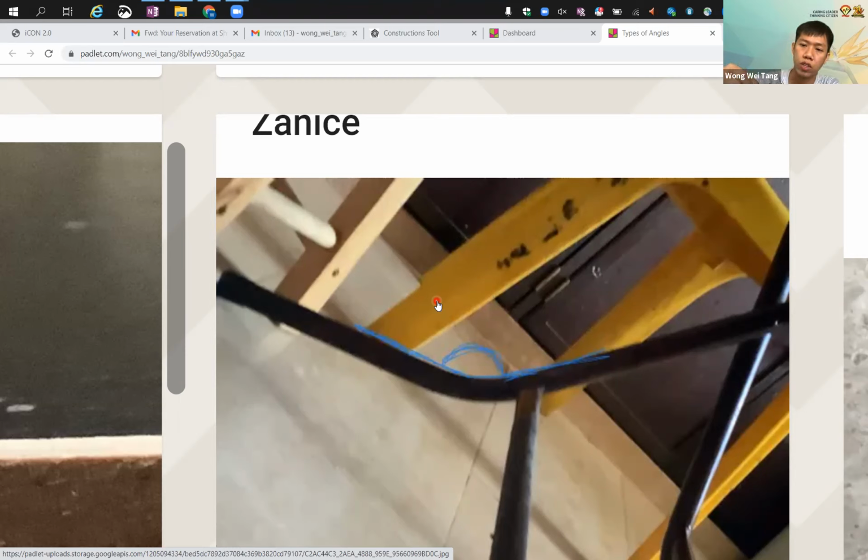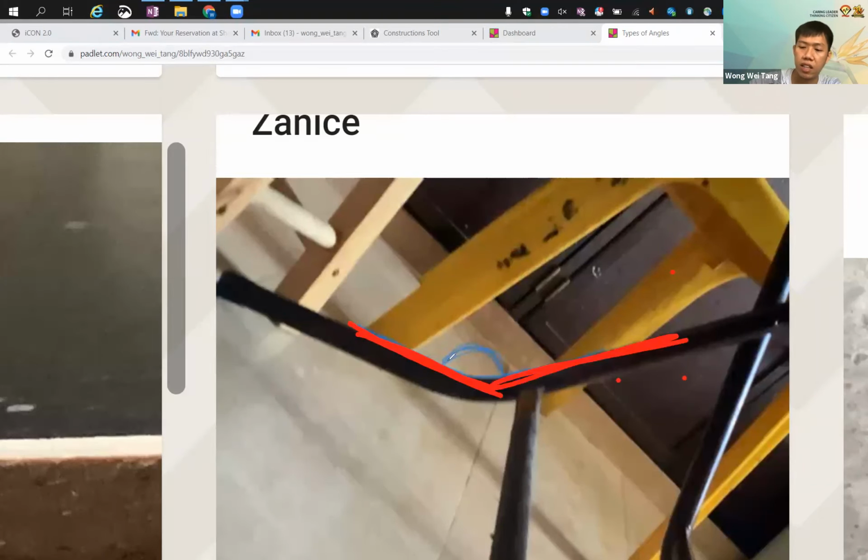So let me improve on it. If the legs of the table actually look like this, okay, two straight lines, then yes, this will be our obtuse angle. So Zenith, please take note.